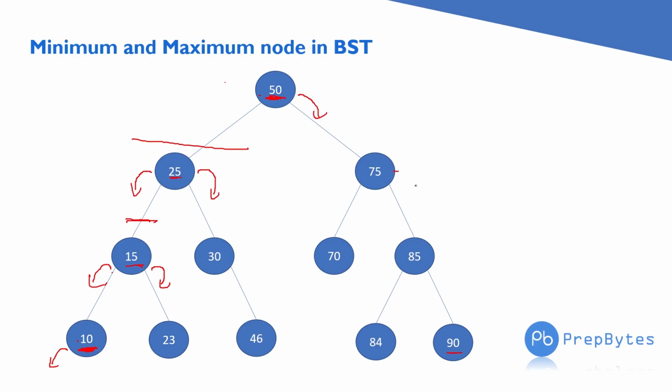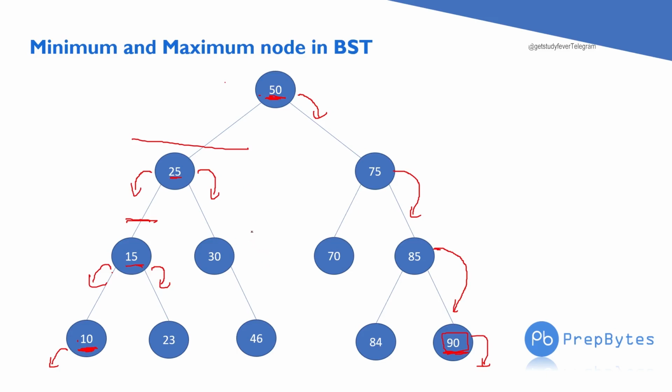Now for this one also check for the right side. Is it null or not? Go to the 85 because it is not null. Now again check for the right side. Is it null? No, it is not null. Now again check for the right side. Is it null? Yes, it is null. So 90 is my last element on the right side. Therefore this becomes my maximum element. So this is how you will find the minimum element and maximum element.